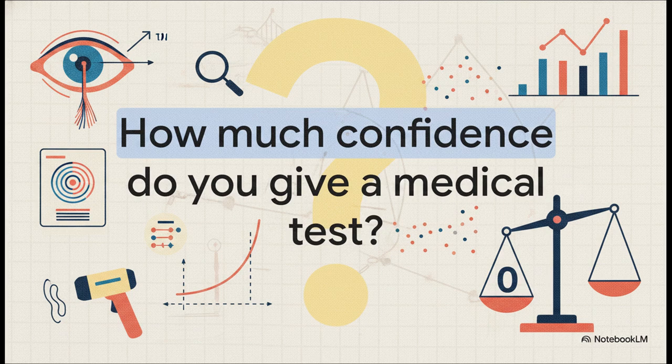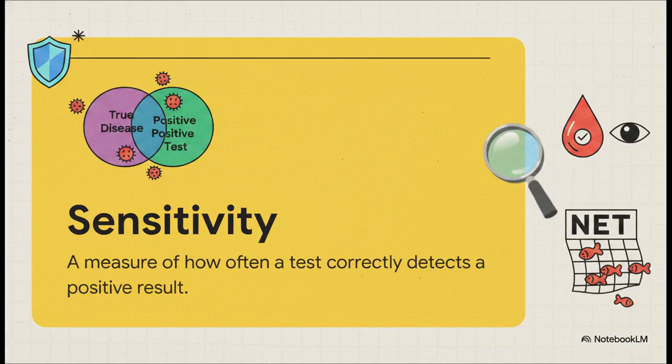So how do we actually measure that confidence? Well, that brings us to our first hero metric, sensitivity. By definition, sensitivity is a measure of how often a test correctly detects a positive result. You can kind of think of it as the test's ability to catch the bad guy. If someone truly has a disease, how sensitive is the test to actually finding it? Like, for example, how often does measuring blood sugar correctly catch a true case of diabetes? Or, if we use that eye pressure test, how often would we correctly diagnose an actual case of glaucoma? Basically, a high sensitivity means very, very few sick people are slipping through the cracks.